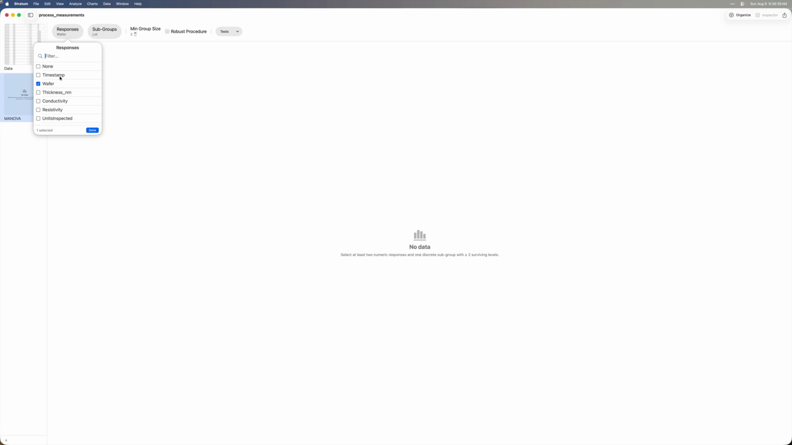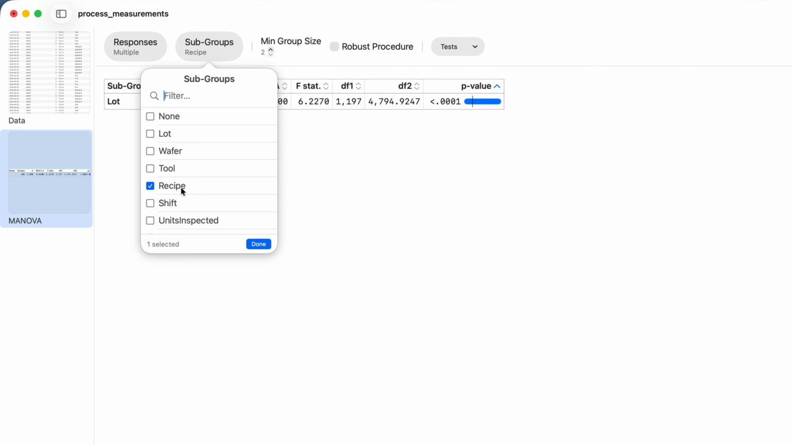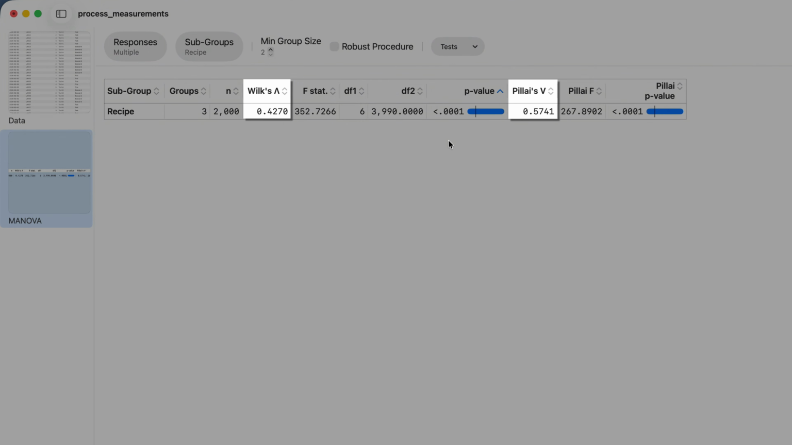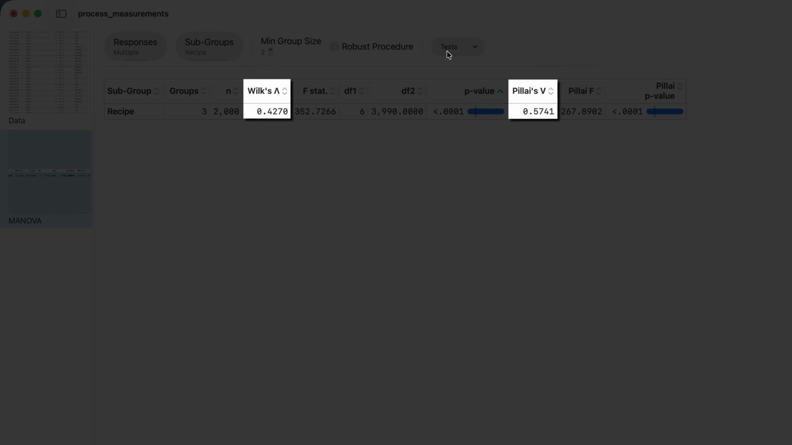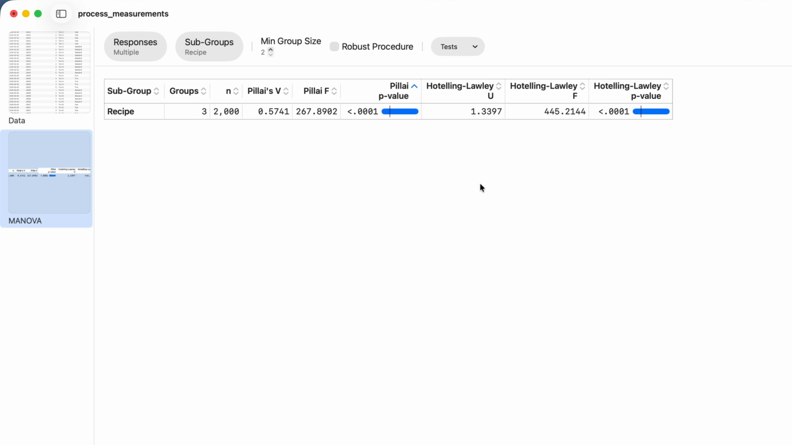I could run 3 separate ANOVAs, but that ignores the fact that the responses are correlated. MANOVA tests them jointly. Does the recipe shift the whole trio at once? Instead of one F, it reports multivariate statistics like Wilks' Lambda and Pillai's trace.